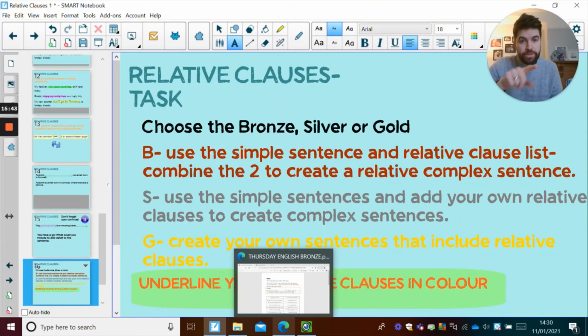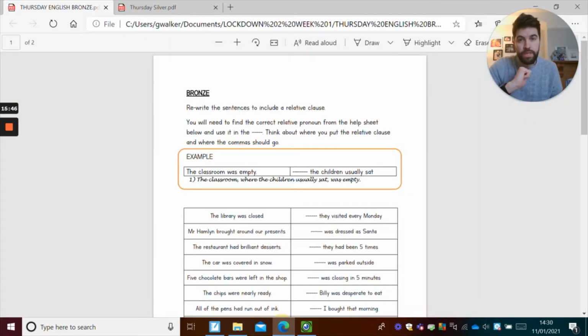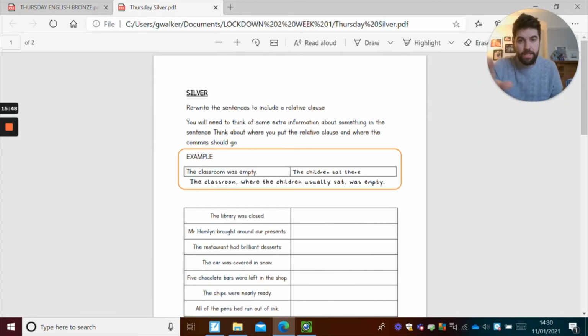Silver then is to use simple sentences and add your own relative clause. Silver, your sheet looks a little bit like this. You've just got the main clauses and you need to include your own relative clause to create the full sentence. So if you look at the example, I start with the main clause, the classroom was empty. My added information was that the children sat there. And my complete sentence was, the classroom where the children usually sat was empty. You must create full sentences with relative clauses. Okay, don't just fill in the gaps here. I want full sentences with relative clauses, please.